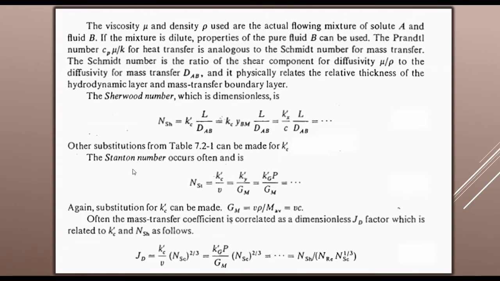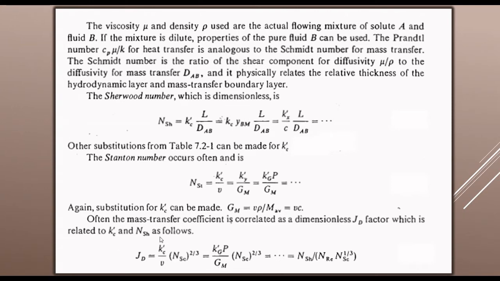Now, the fourth is the Stanton number, which is N sub St, and is still dependent on the convective mass transfer coefficients. And this time, you get to see a new parameter, which is the G sub m, which is the product of the average velocity, the density rho, and the average molecular weight, which is also equal to the average velocity and the concentration.